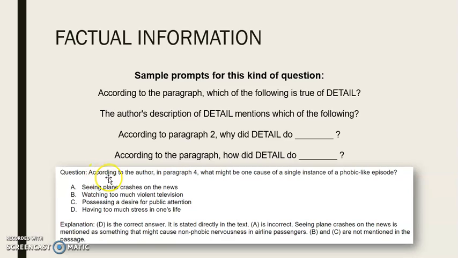As you can see here, we got: according to the author in paragraph number 4, what might be one cause of a single instance of a phobic-like episode? We got the words to identify factual information: according to the author in paragraph number something, mentions the following.